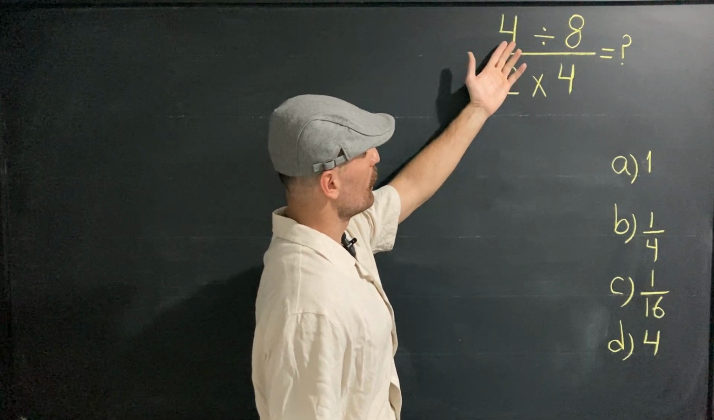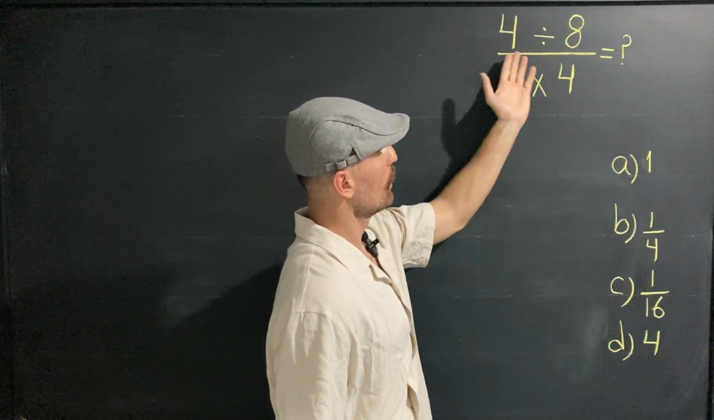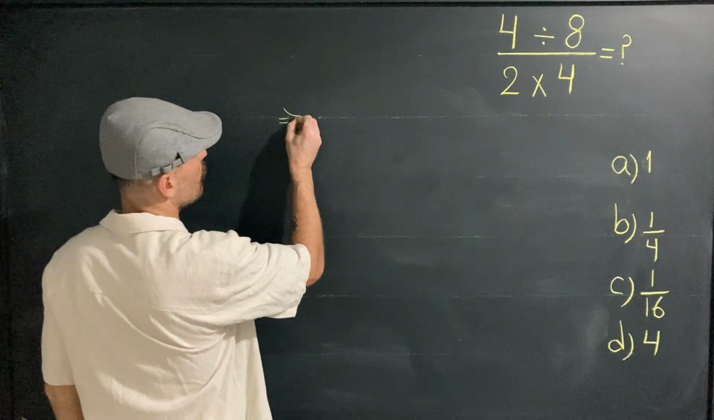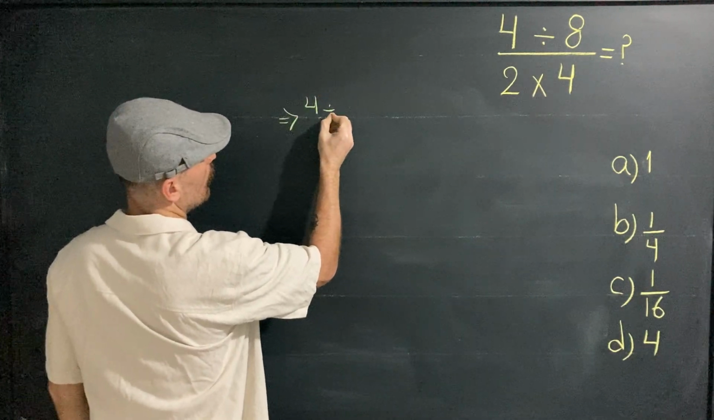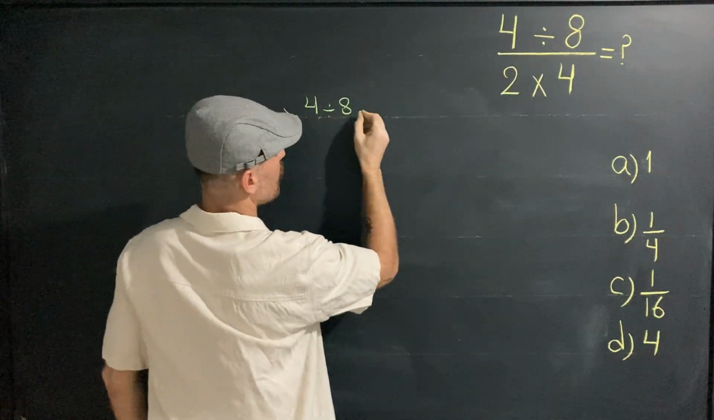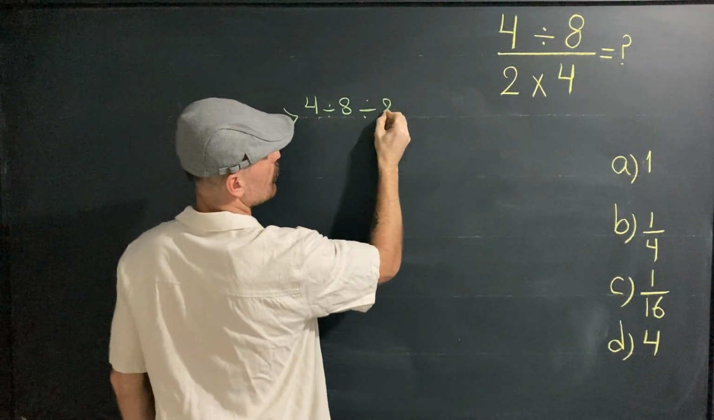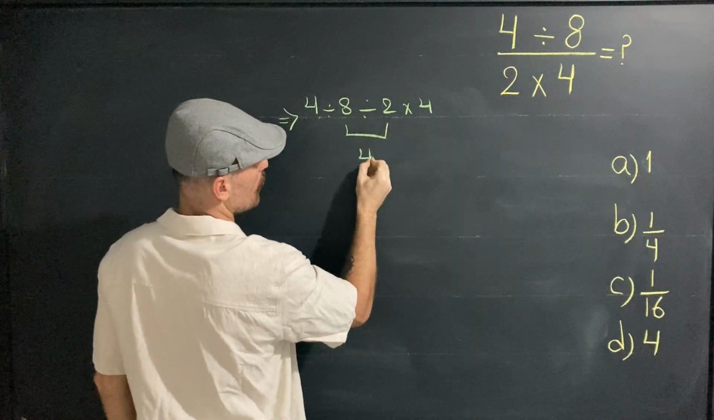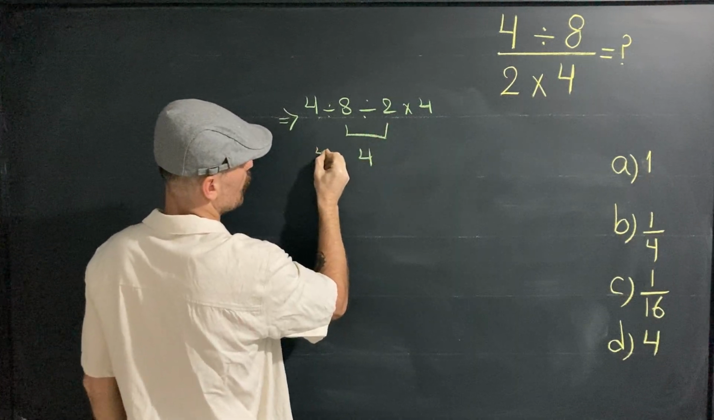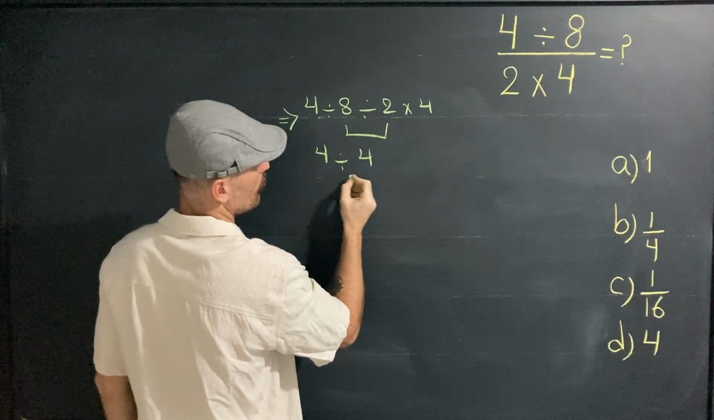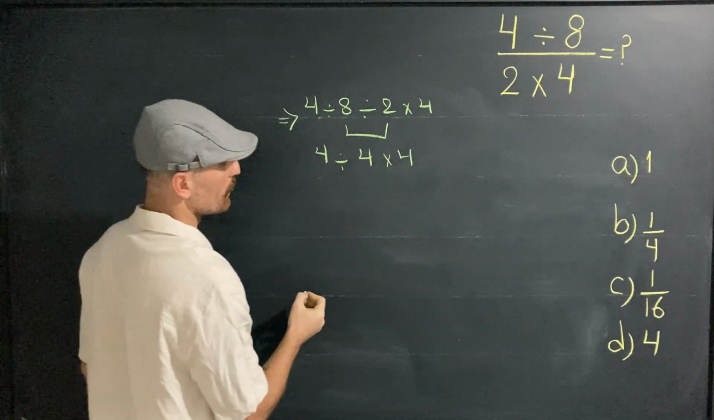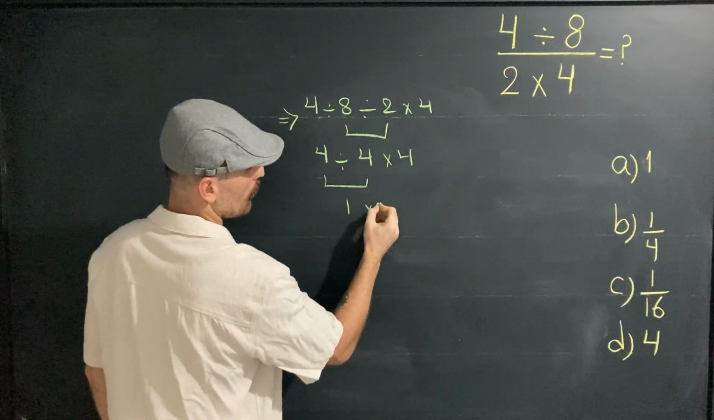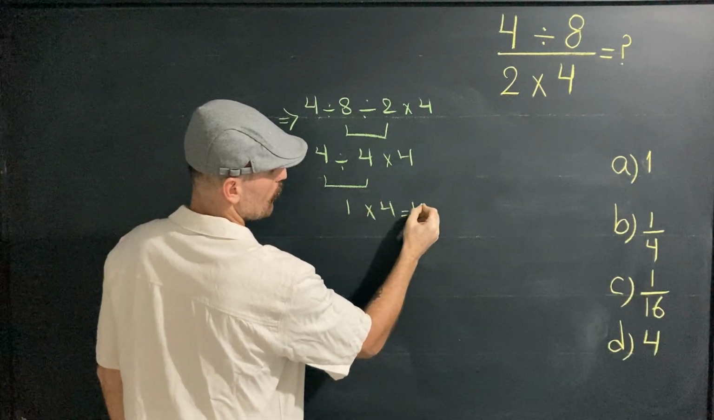We are going to find the value of 4 divided by 8 over 2 times 4. So let me rewrite it in the form of 4 divided by 8 over 2, divided by 2 times 4. 8 divided by 2 is 4. So it is going to be in the form of 4 divided by 4 times 4. Next, 4 divided by 4 is 1, and 1 multiplied by 4 is 4.